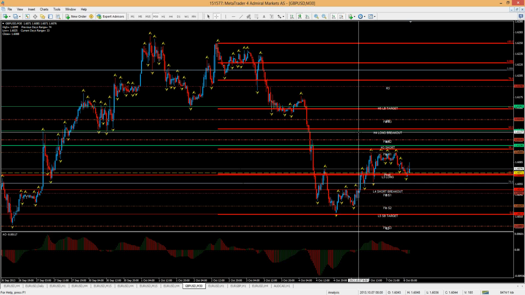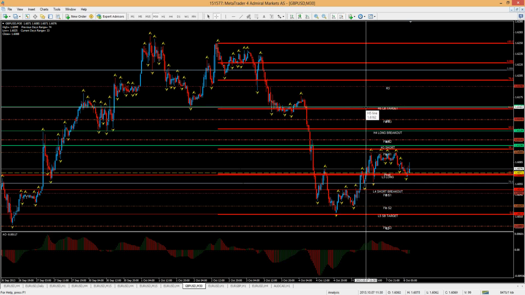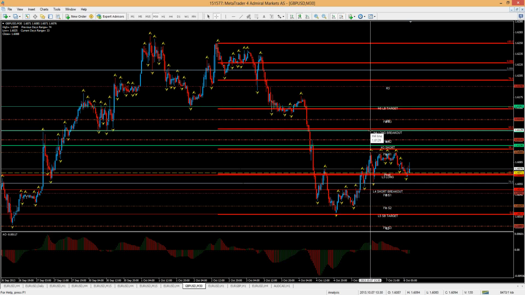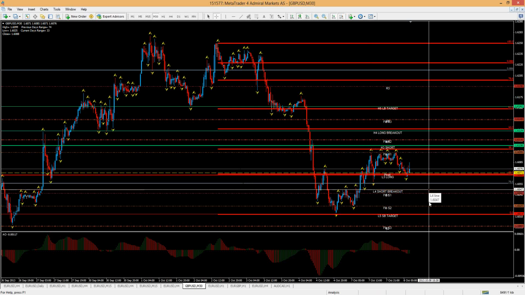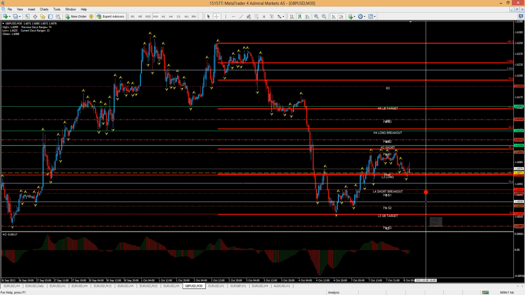So that would mean a break of the 50 up to the 618 fib. That's possible. That could make sense. Basically, right in here. So that's the Camarilla indicator on the pound-dollar. Otherwise, we have an L4 at 160.50 down to 160. That could make sense as well.